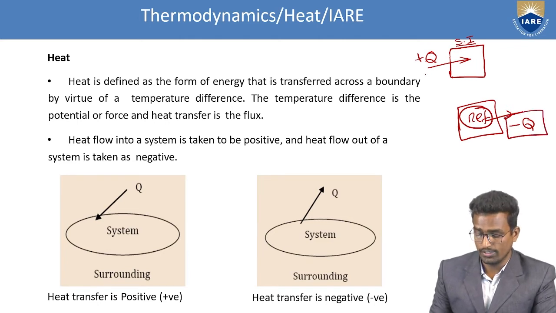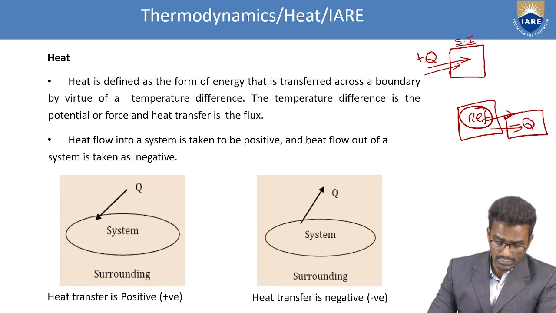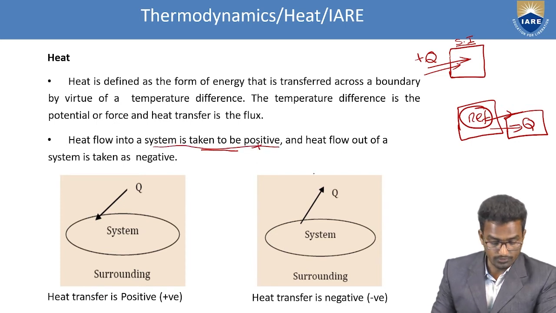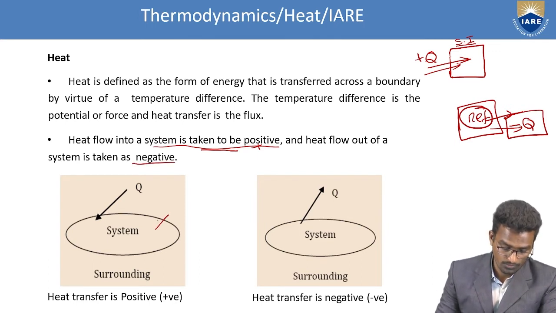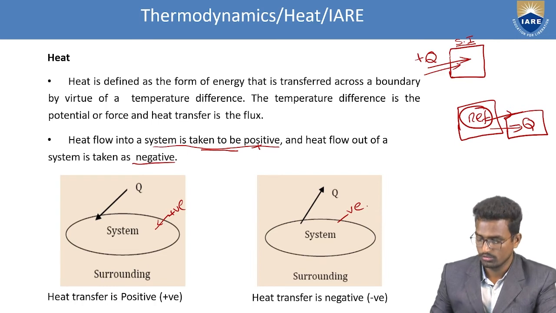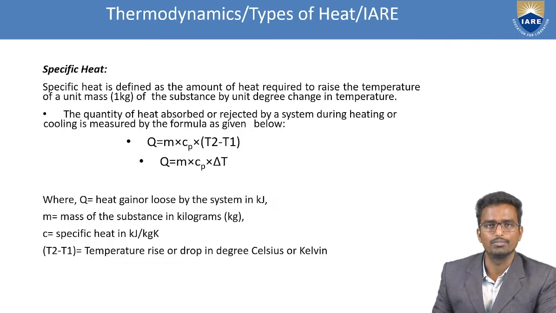So if I supply heat to the system it is positive, and if I remove heat from the system we call it negative. The same thing is explained here: heat flow into the system we take as positive, heat flow out of the system we call negative. This is for both heat and work.